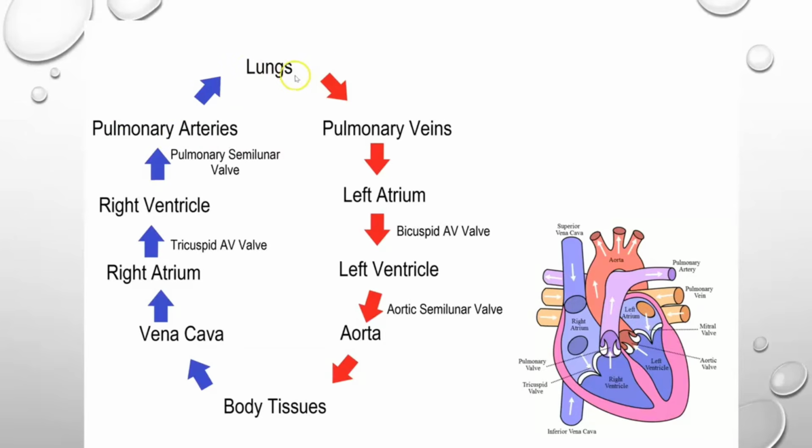Okay, see here, from the lungs, the blood enters through the pulmonary veins inside the left atrium of the heart, and from the left atrium it enters into the left ventricle, and from the left ventricle it goes through the aorta to the various parts of our body wherever it is required. So this entire mechanism we call the cardiac cycle.